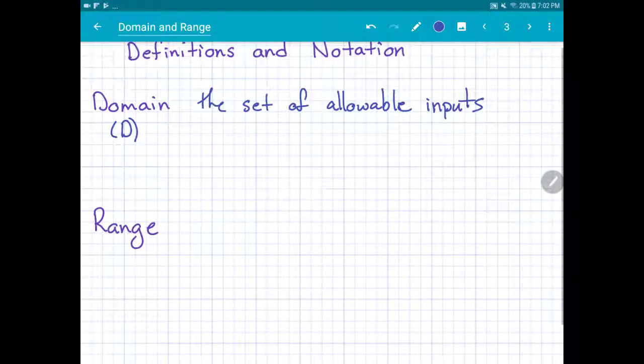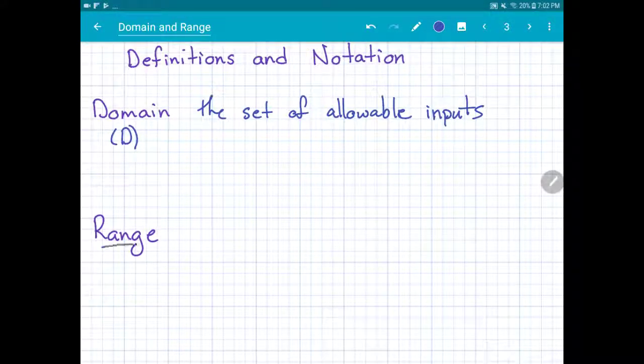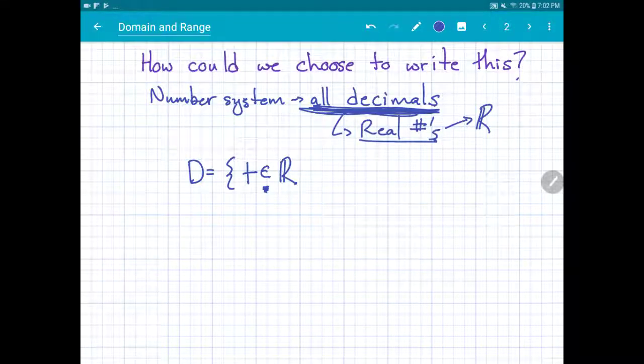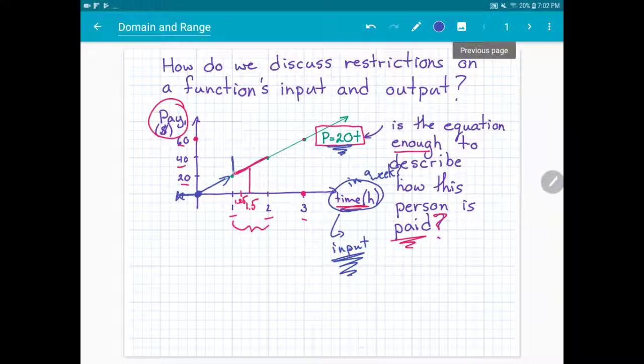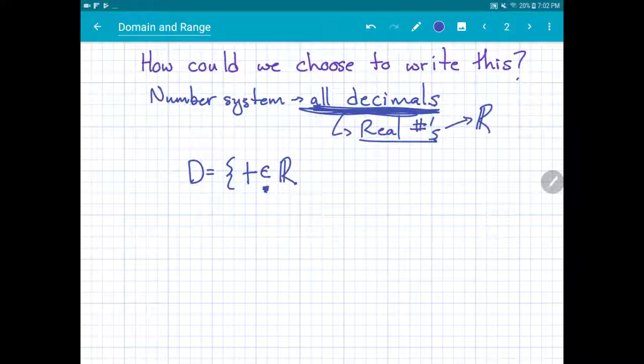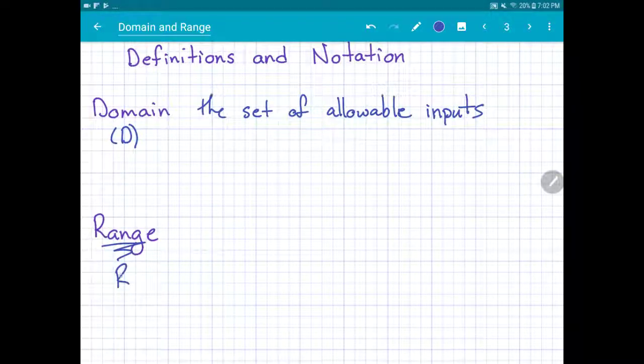Okay? And the range, we're going to use this word range to indicate all of those amounts that we could be paid. So like we can be paid any amount between 20 and 40 for the times that we work between 1 and 2. Okay, 1 and 2 hours. Okay, and we could get paid more money. You see this arrow here shows us that we could be paid more. But we can't be paid negative, but we can be paid any decimal amount, right? Any decimal. So we're going to use range here to talk about our outputs.